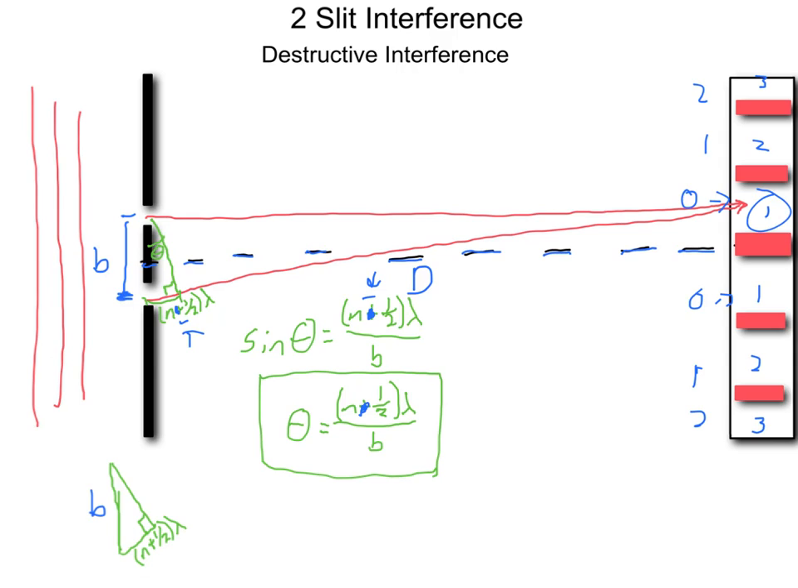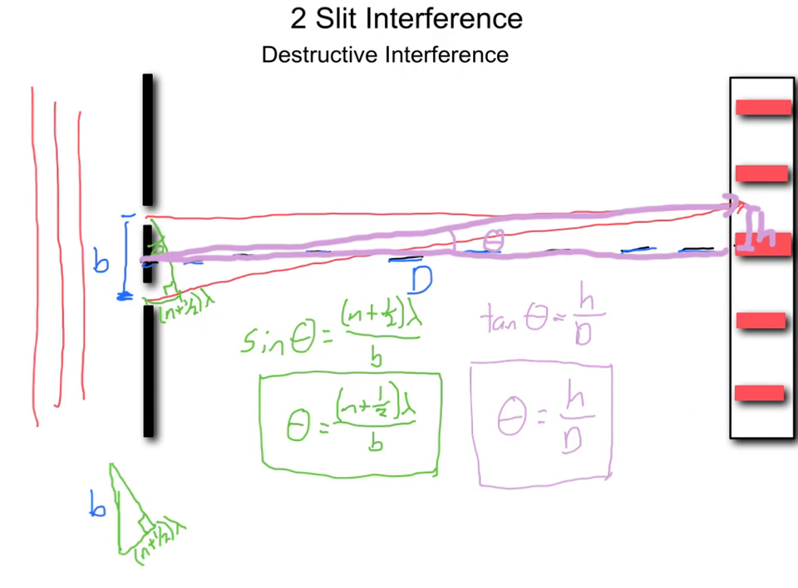Make sure to change that equation there. n minus 1/2 lambda divided by b, where b is the slit difference. n is the order number, how far away from the central spot you are: first, second, third. Lambda is the wavelength of light coming from the slits.